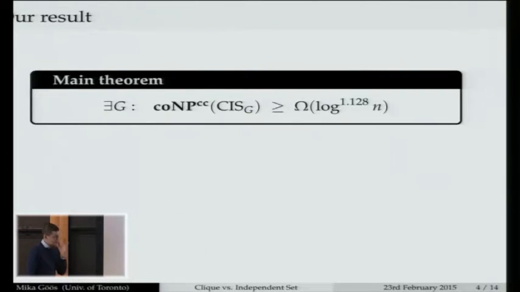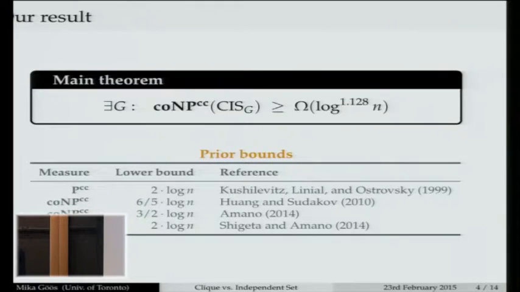And well, you can compare this to some previous work. So, for example, this Huang and Sudakov result in the language of communication complexity says that the conondeterministic complexity is just some constant larger than 1 times log n. And this has been improved a little in recent years. But now the truth is that there are graphs where the complexity might be super logarithmic.